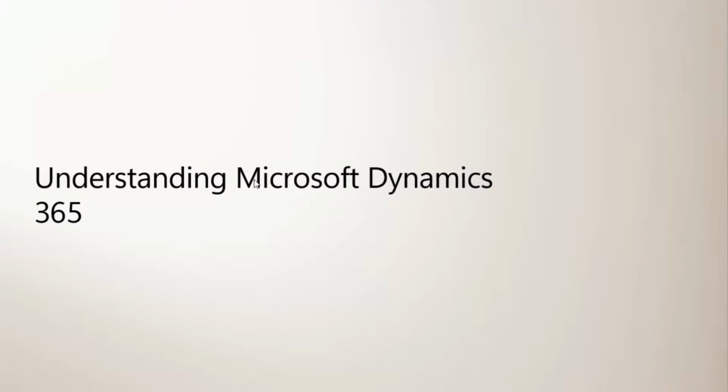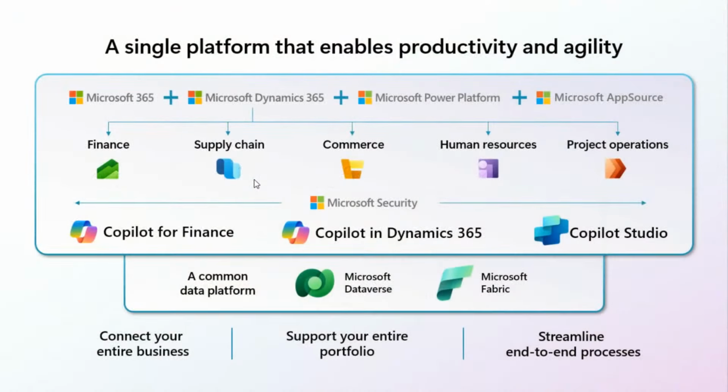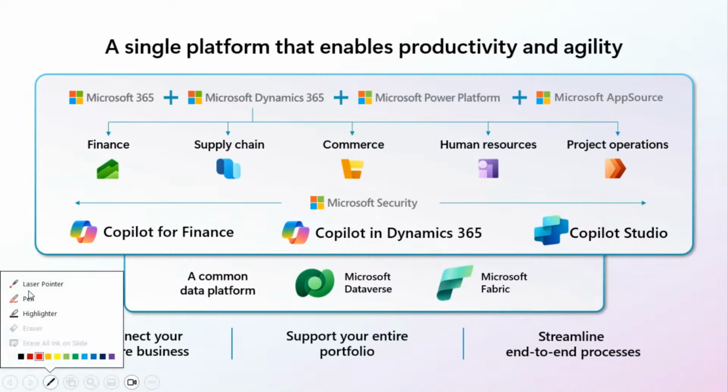And then when you talk about Microsoft Dynamics 365 or ERP, Microsoft Dynamics 365 is an ERP product. It's part of the business application umbrella, right? And we will deep dive into what Microsoft Dynamics 365 is. This is basically an architecture I wanted to showcase: a single platform that enables productivity and agility, right? Microsoft Dynamics 365 has finance, supply chain, commerce, human resources, and project operations, right?